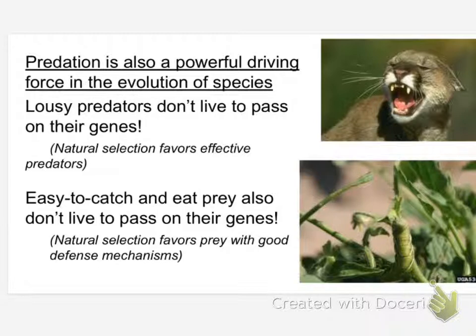We call this an arms race. One side gets better, the other one gets better. And we saw this in the evolution of bacteria and antibiotics resistance. But we see the same thing in predator-prey relationships. Faster, stronger, sharper, wilier, better camouflaged.